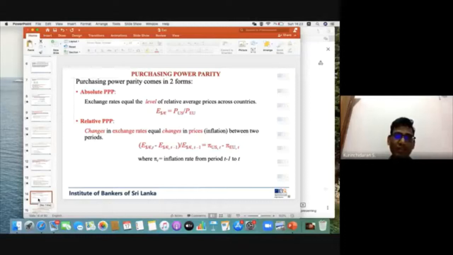But if it is relative purchasing power parity, we are not talking about the absolute value. We are talking about the relative value. That means the changes in the exchange rate would be equal to the changes in prices between two periods.